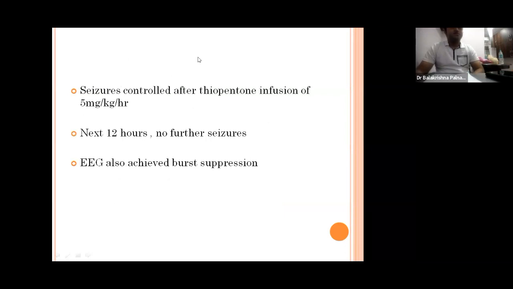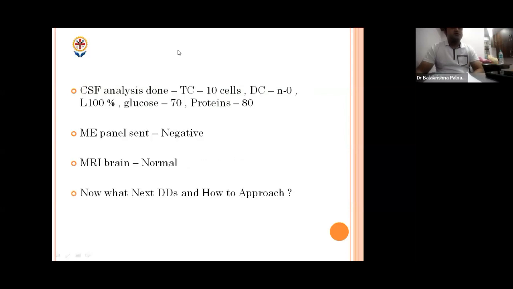For the next 12 hours, there were no further seizures, and EEG also achieved burst suppression. After 24 hours, we did LP. Total count was normal. Everything was normal. Meningoencephalitis panel was sent and was negative. We have done MRI brain, which was normal. So what are your differential diagnoses and how are you going to approach this particular child?